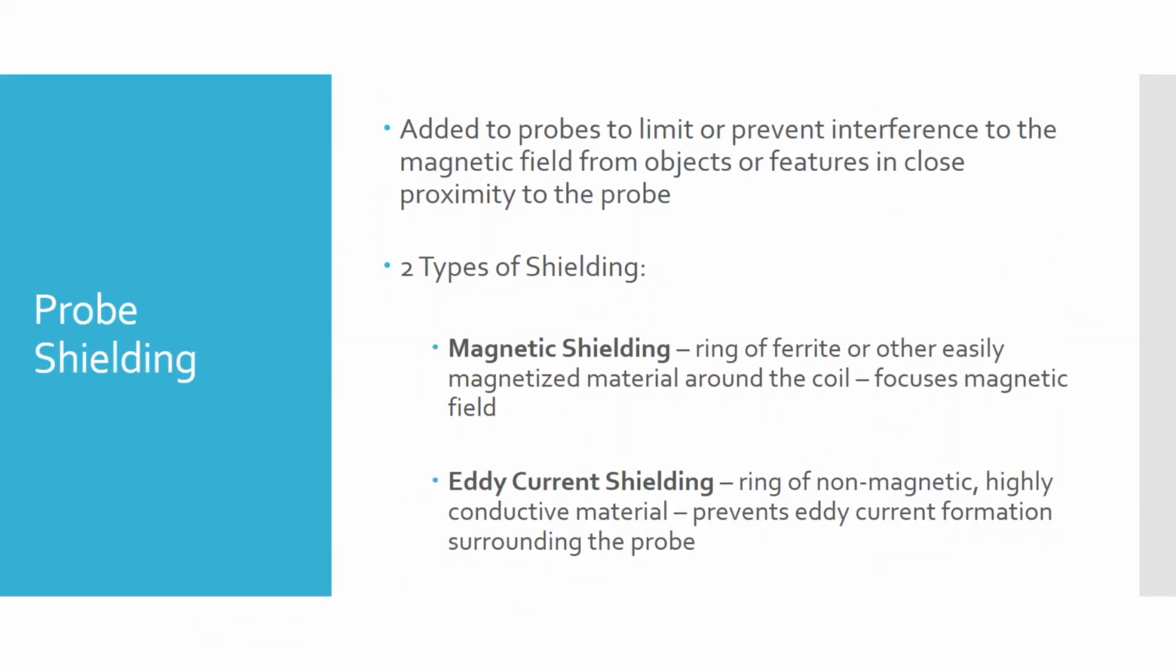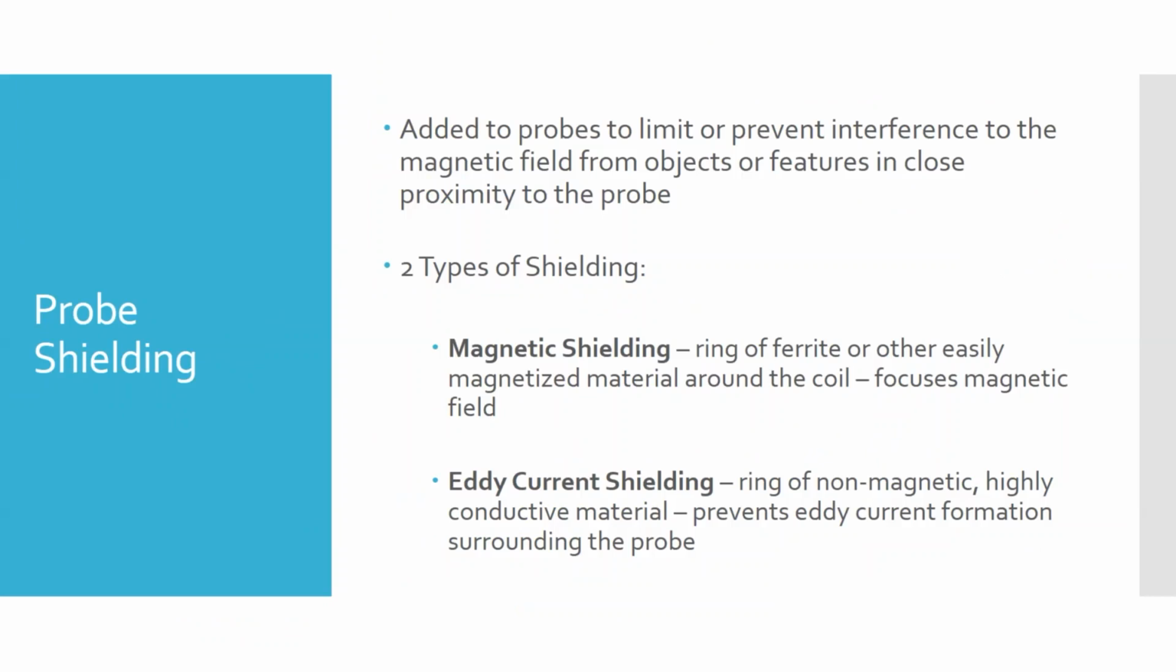Okay? Eddy current shielding is a non-magnetic but highly conductive material, like aluminum or copper, typically copper or a brass or a bronze. What will happen is that it will get eddy currents forming in itself. But it creates that skin effect around the outside of the probe, which is going to prevent those eddy currents from being able to continue out into that step material, into the material around the outside.